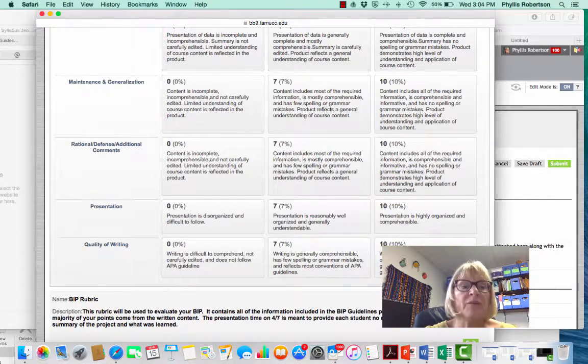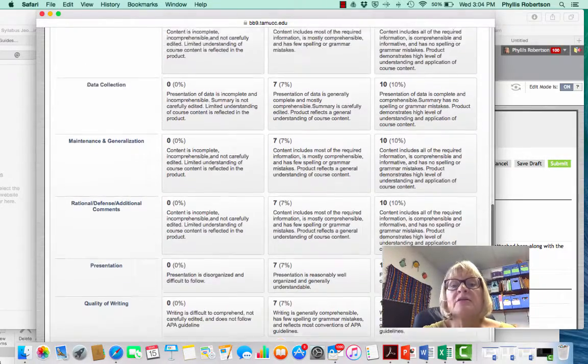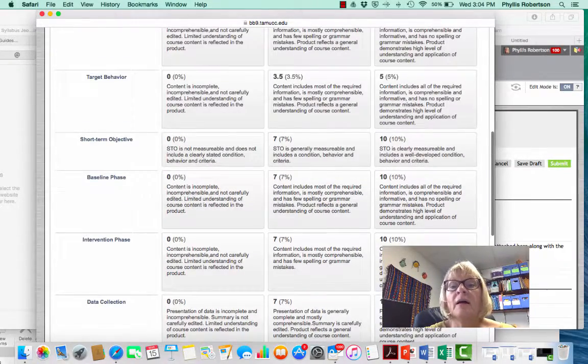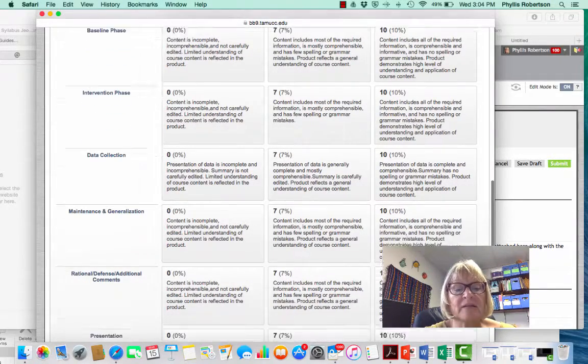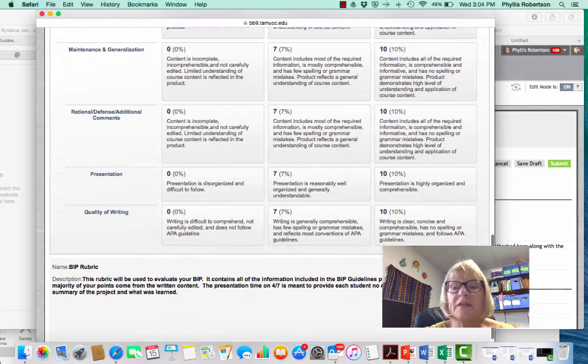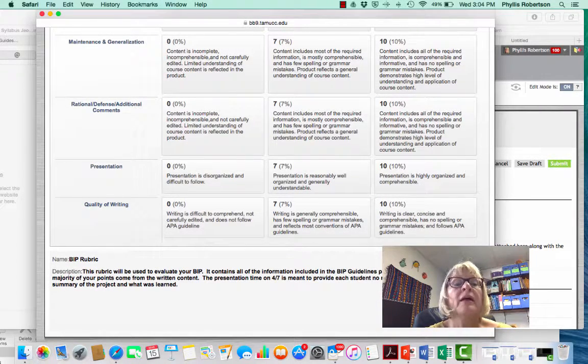There's an opportunity for you to provide a rationale for why you structured the project the way you did and why you think it was important, and add any additional comments that you want me to consider as I evaluate your work. You're going to get an additional 10 points, and you can see, let me go back. So, short-term objective, baseline, intervention phase, data collection, maintenance and generalization, and rationale, all worth 10 points toward your project total grade. And then your presentation and your quality of writing are each worth an additional 10.